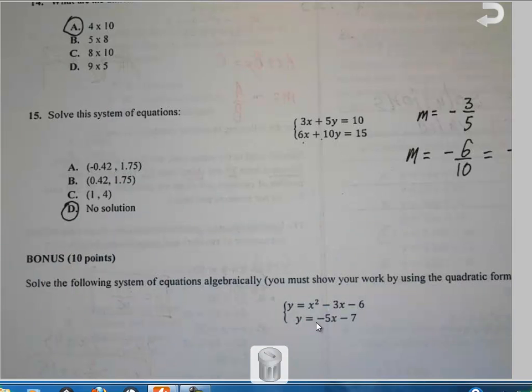And they are not identical because 10 over 15 is not the same. So, infinite solutions was not an option. So there we go.